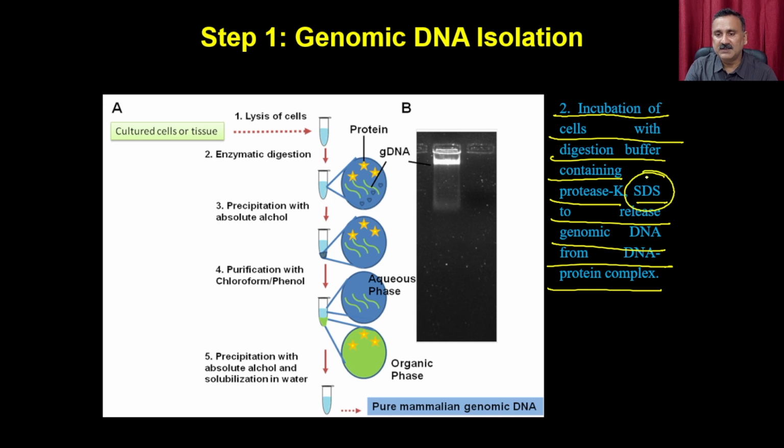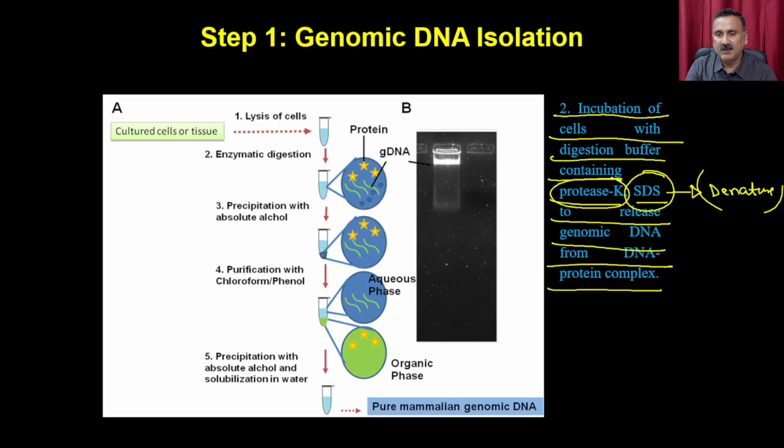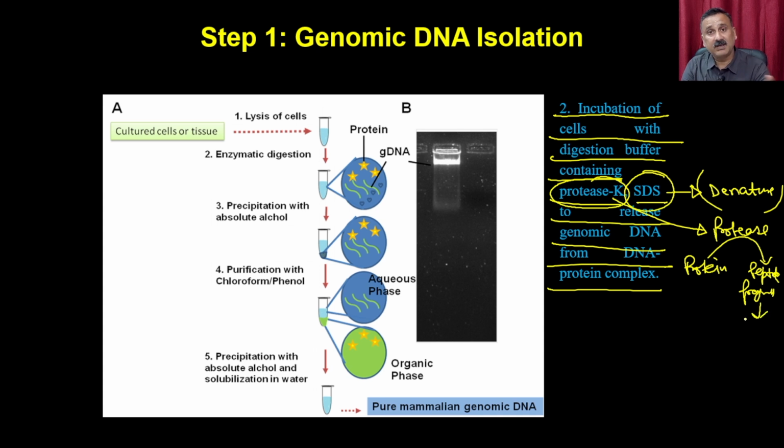So, in the presence of SDS, the protein is going to get denatured, and because the protein is going to denature, it is going to lose its affinity for the DNA. On the other hand, proteinase K is a protease, so it is going to degrade the protein into peptide fragments. Peptide fragments can be digested further, and if you continue the digestion, they will be converted into amino acids, because proteinase K is a non-specific protease.